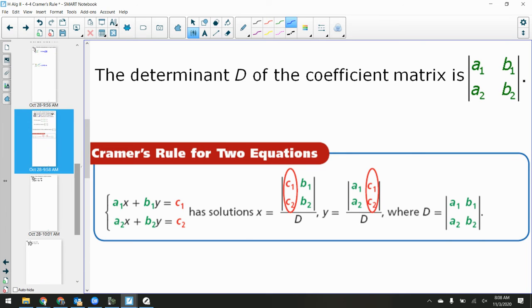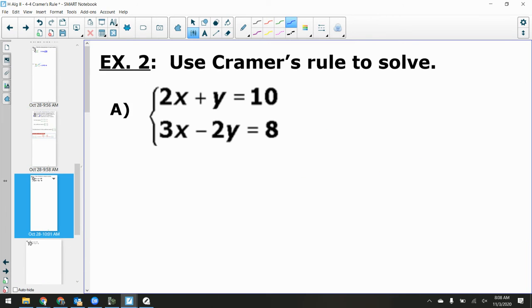Let's practice it. Go ahead and turn over your paper today. This is your first option, right? 2x plus y equals 10, 3x minus 2y equals 8. Perfect. All right, so my first step is that I have to solve for big D. My determinant of the coefficient matrix is going to look like this. Now, first off, are they both set up in standard form? Okay, life is good. X, y, constant, x, y, constant. Perfect. 2, 1, 3, -2.